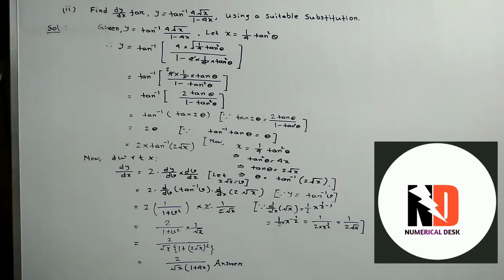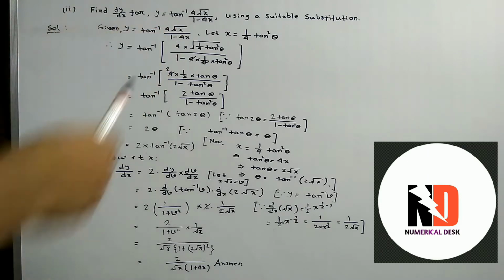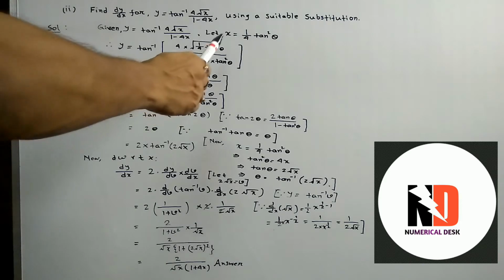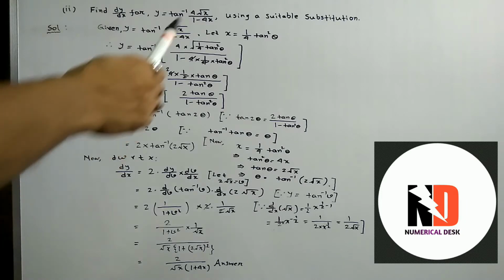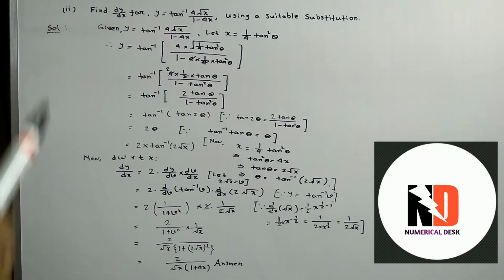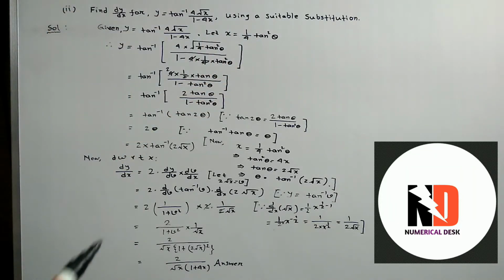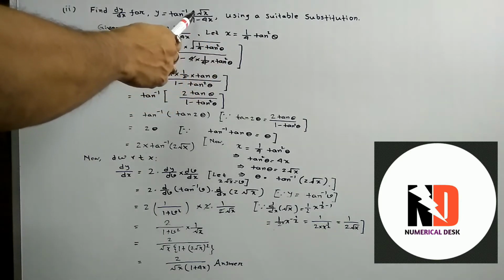dy by dx, where y equals tan inverse 4 root x by 1 minus 4x. Very useful sum and very important sum, and you can understand this sum, follow very carefully. Very important sum because you have to use a suitable substitution. If you practice it, you can do it, because you have to guess seeing the format of the sum, 4 root x by 1 minus 4x.